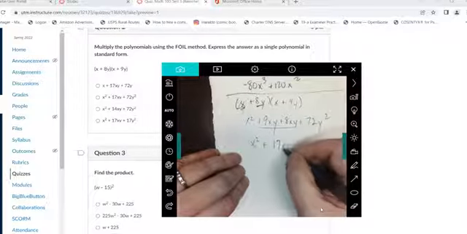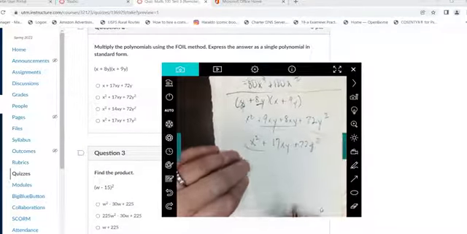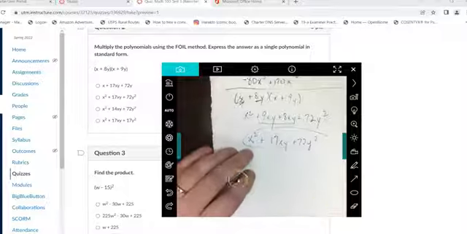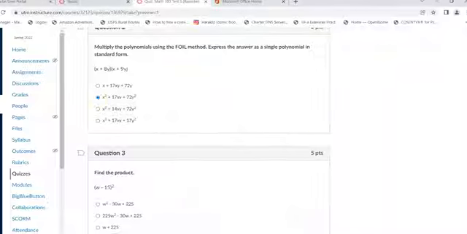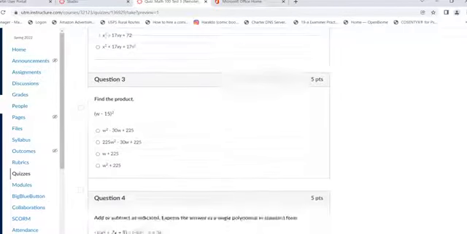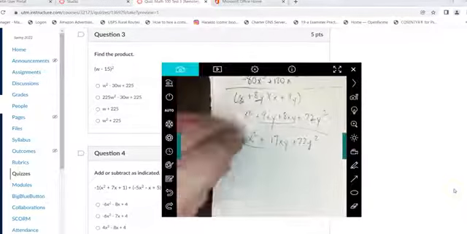9 and 8 is 17. So that's what I'm looking for. So x squared plus 17xy, then plus 72y squared. And that appears to be the one. Okay, all right, now find that product.